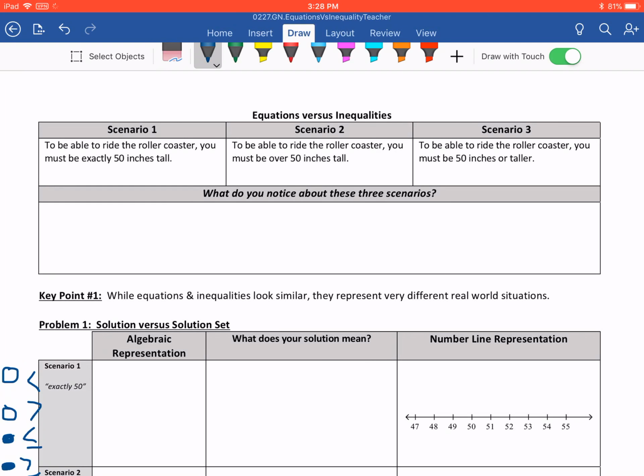Hello, Knights, and welcome to our next lesson in Algebra, Equations and Inequalities. Today we are going to be talking about the differences between them. So, what is the difference between equations and inequalities? How do they represent different things?